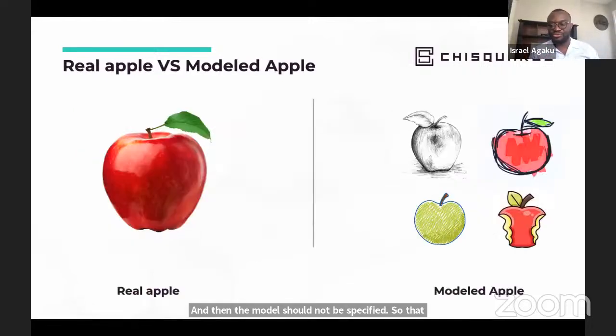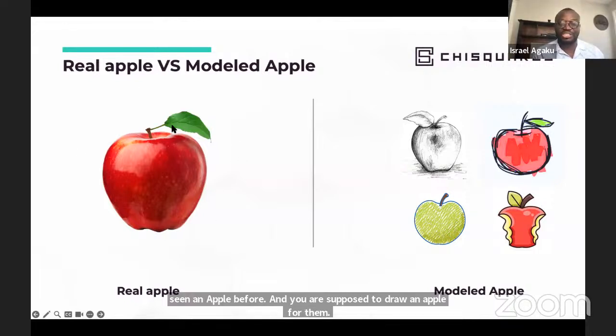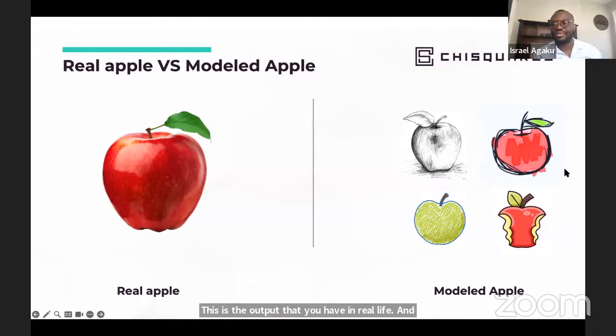To illustrate, remember we said in one of our previous classes what a model is. A model is just a simplification of reality. It is just a simple way we can explain reality to people. Imagine you had somebody who had never seen an apple before, and you were supposed to draw an apple for them. This is the apple that you have in real life. Which of these apples on the right here is the least misspecified?